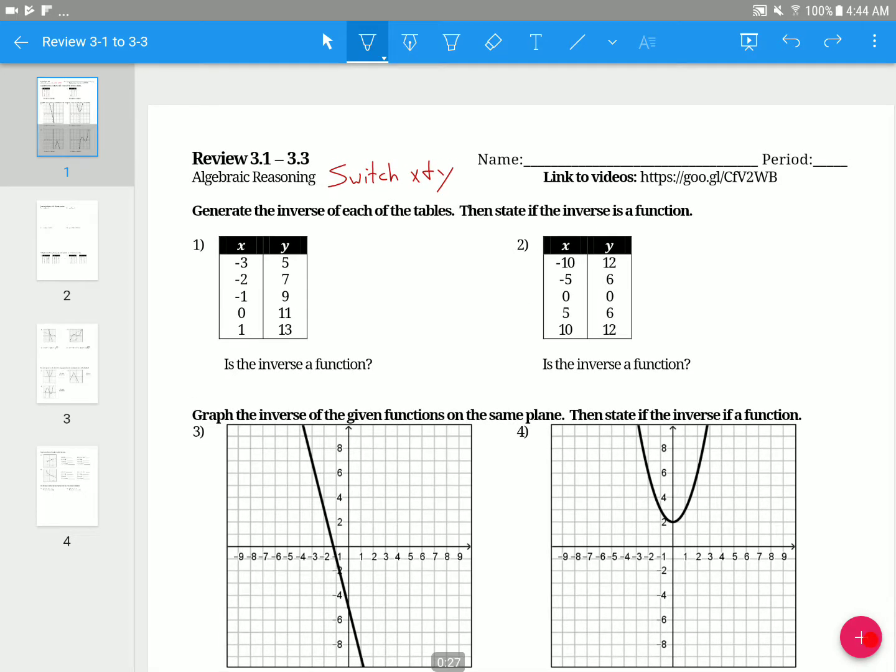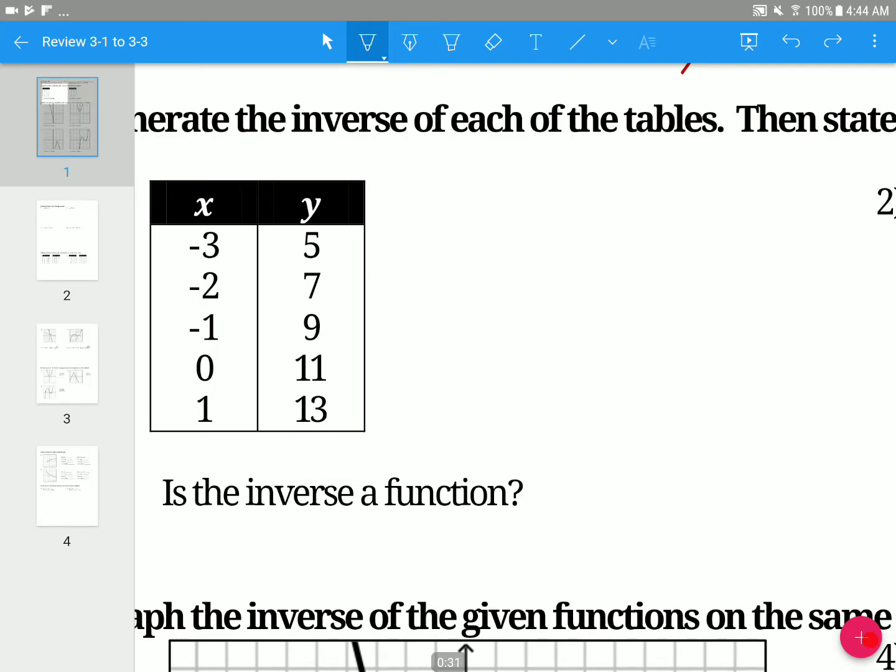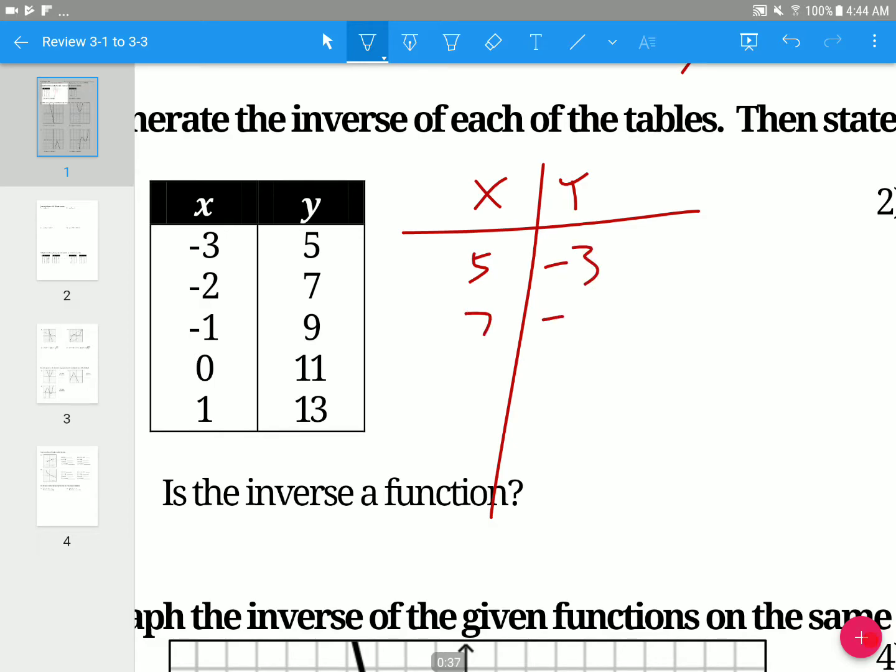So number one and number two, generate the inverses of the table. All you got to do is switch x and y. So you got a new table, x, y: 5, -3; 7, -2; 9, -1; 11, 0; and 13, 1. And the question, is the inverse a function? Well, do any of the x's repeat? No, they don't. So, yes, it's a function.